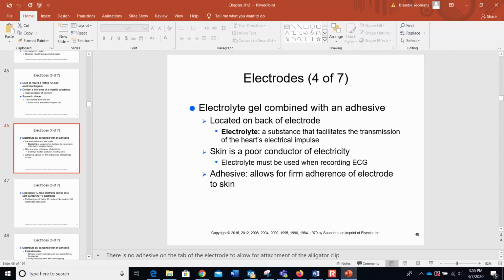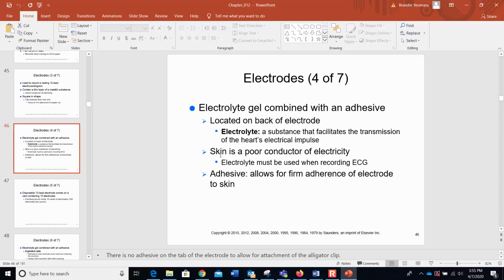The electrolyte gel, which I spoke about earlier, is combined with an adhesive, and basically we've got to make sure that it sticks well to the patient's skin. Sometimes it doesn't, and you can probably think of reasons why, but let's talk about it. The patient may have lotion on. They may have become very sweaty or diaphoretic. They might be very hairy. So there are reasons why we have to work with this.